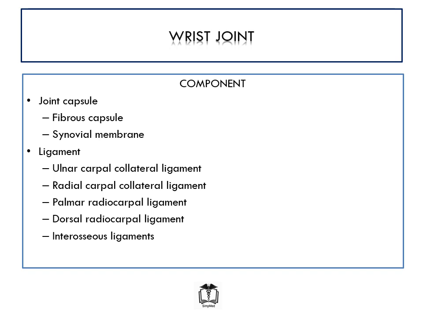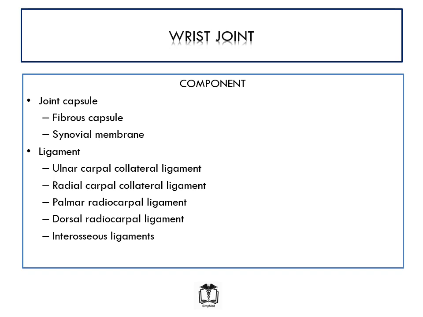Let's talk about the different components of the wrist joint. A synovial joint is going to contain a joint capsule and ligaments. The joint capsule of the wrist joint would have a fibrous portion and a synovial membrane lining it internally. The ligaments of the wrist joint include the ulnar carpal collateral ligaments, the radial carpal collateral ligaments, the palmar radiocarpal ligaments, the dorsal radiocarpal ligaments, and the interosseous ligaments. And each of these ligaments has different functions.